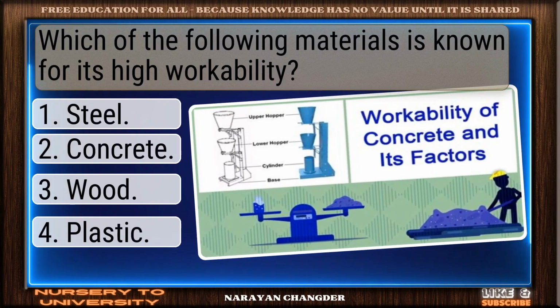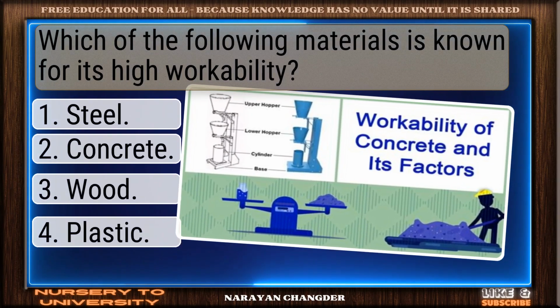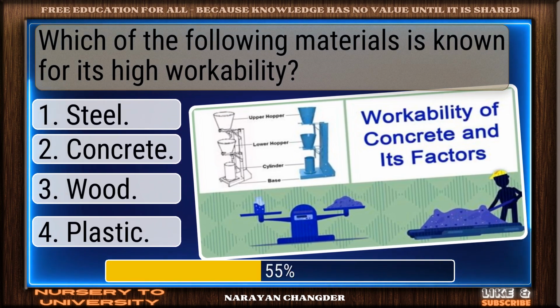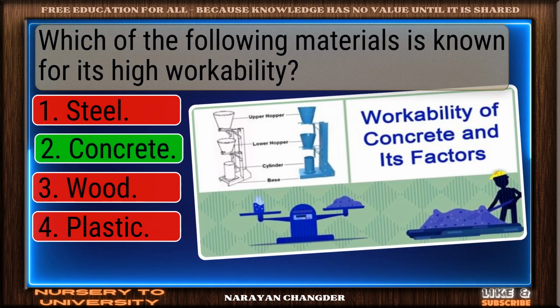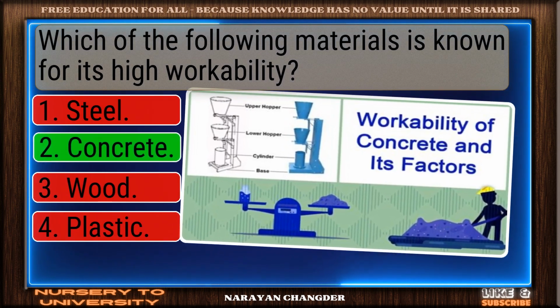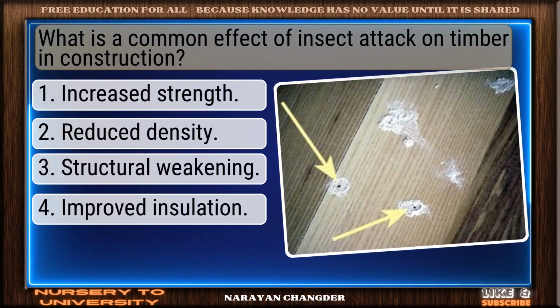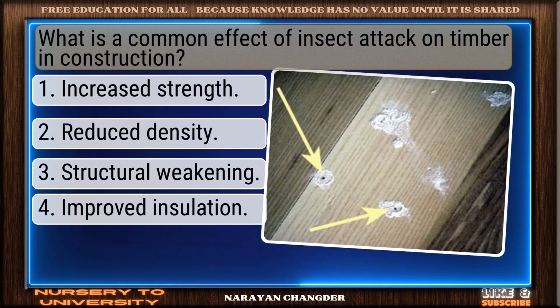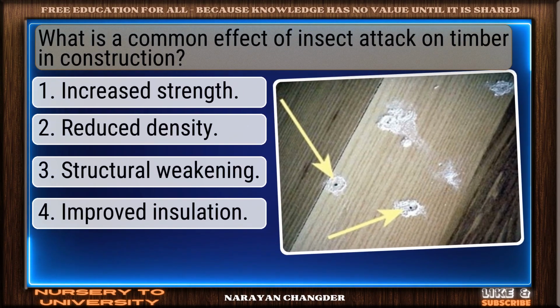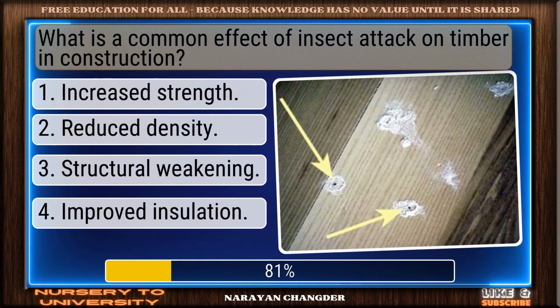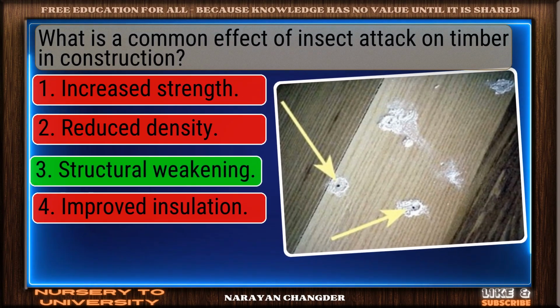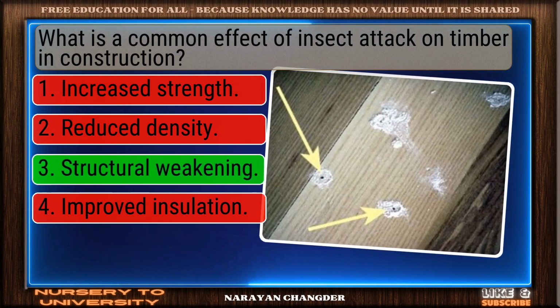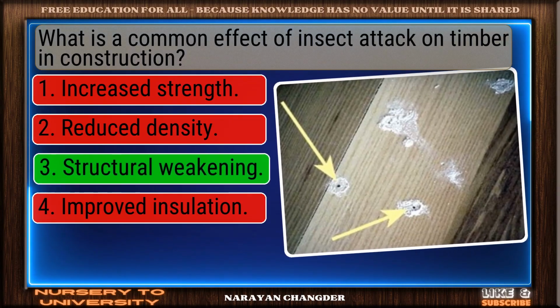Which of the following materials is known for its high workability? Great job. Concrete is the accurate answer. What is a common effect of insect attack on timber in construction? Well picked. Structural weakening is the correct answer.